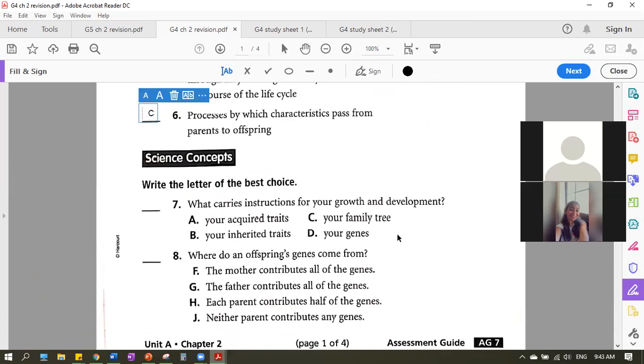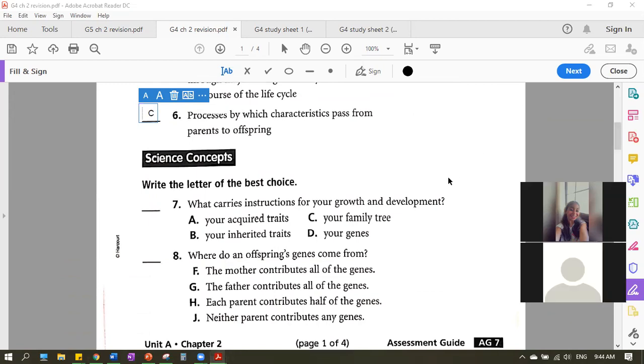We have Loyan. Do you want to answer the first one, number 7? Do you want to read the question or should I read it for you? No, I can read it. What carries instructions for your growth and development? What do you think? You can guess the answer for this one too, because it's a new word for you guys.